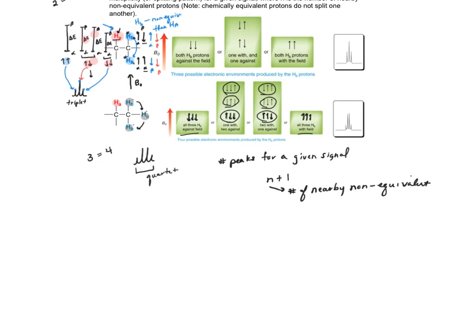Non-equivalent, let's just write this well. Non-equivalent protons. Okay, so nearby non-equivalent protons. If we want to know how many peaks our signal is going to be split into, we need to count the number of nearby non-equivalent protons, and then we need to add 1 to it, okay?